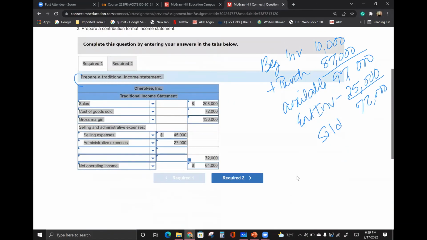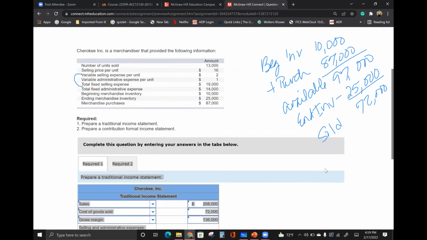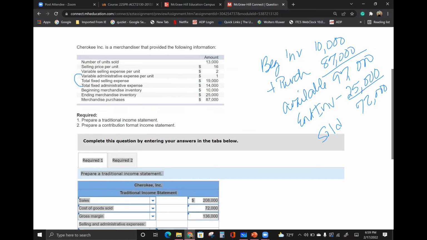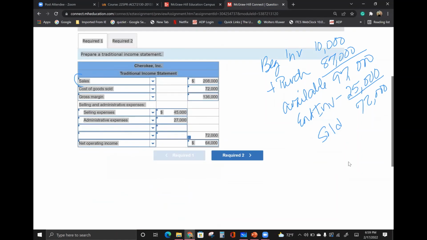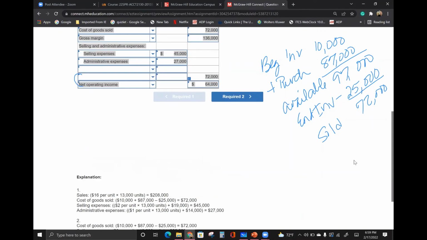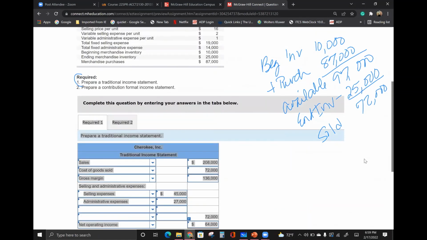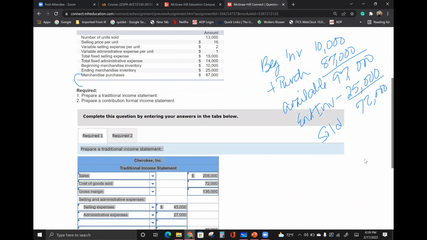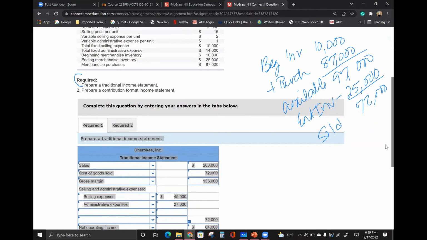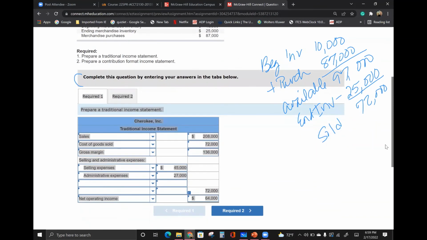Okay, so the sales is 208,000. So I have to calculate that out. My selling price is 16. Let's see down here. I've got my 13,000 units and it says it's 208,000 when you do the calculation. Okay, and then we have our cost of goods sold, 72. The gross margin is 136.